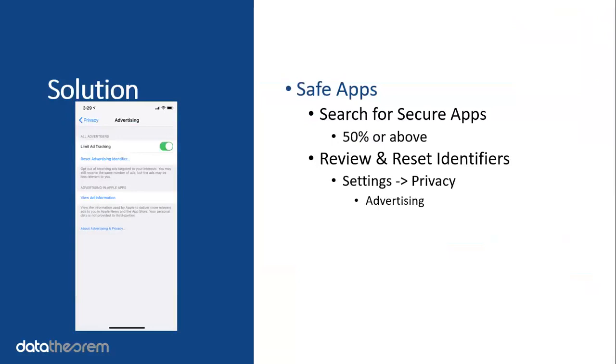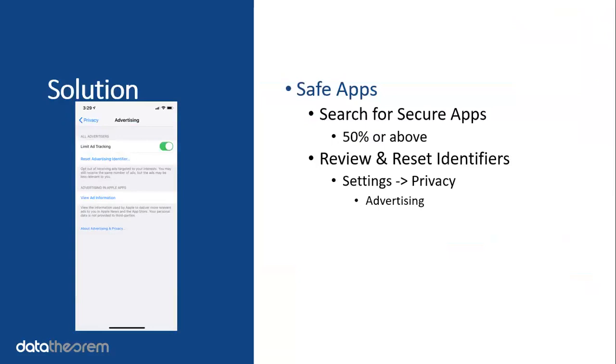Second thing I want you to do right now is click on Reset Advertising Identifier. Do that right now. So what is that doing? Any app that is tracking your device, you're resetting that identifier at this moment. So now there's a new ID for your phone that has nothing to do with your old ID. So it'll make it very hard for them to track you across apps and across networks.